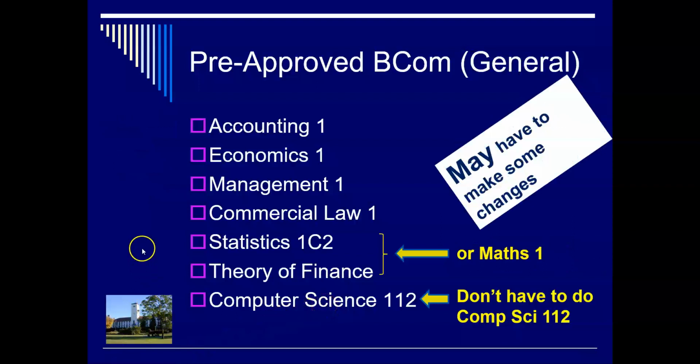The BCom general route may require you to make some changes. Again, you can see the pre-approved standard curriculum that I mentioned earlier. Again, you can change the Statistics 1C2 and the Theory of Finance for Maths 1. And you don't have to do the Computer Science 112, but it's a jolly good idea to do it. And of course, it can form part of that second year course where you're permitted to do anything. So if you're going to pursue a BCom General, maybe majoring in Economics and Management, or for that matter, Economics and Information Systems too, and remember Computer Science 112 is the prerequisite, another good reason to do it in your first year, to give you options in second year, where you might want to major in Information Systems.